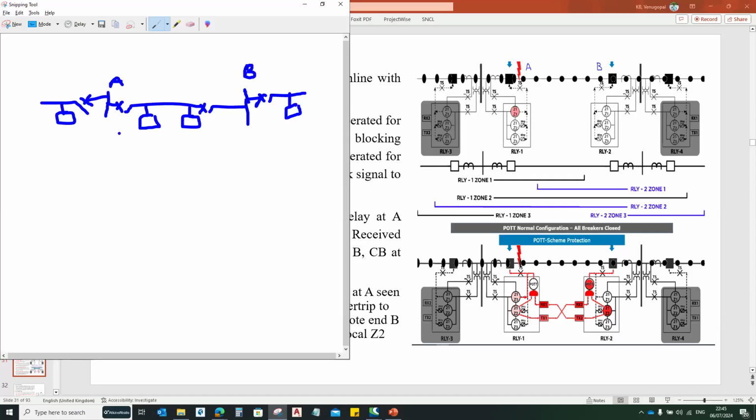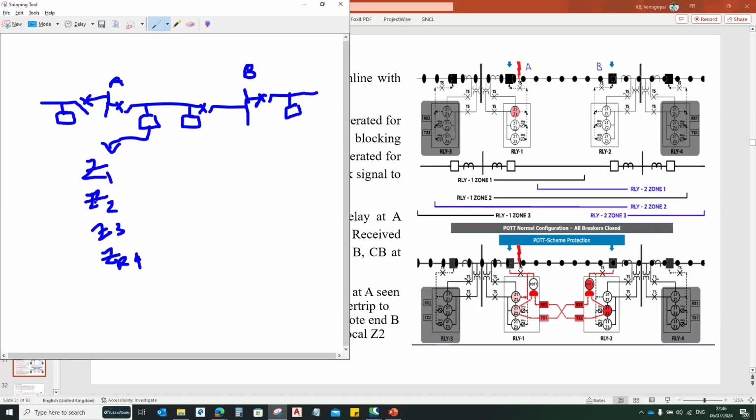Again, in the block distance scheme, what will happen? Again, for example, here if I consider this zone 1, zone 2, zone 3, as well as zone 4, that is the reverse looking zone. What the block distance scheme is, suppose the fault is in the protected line, zone 1 will operate and trip instantaneously. But for example, let us assume this.